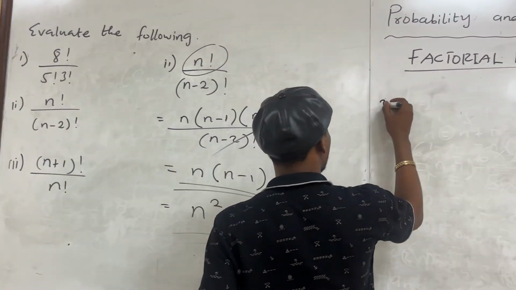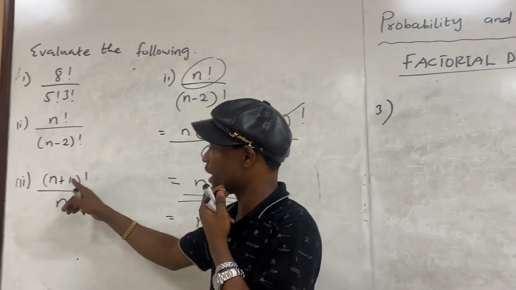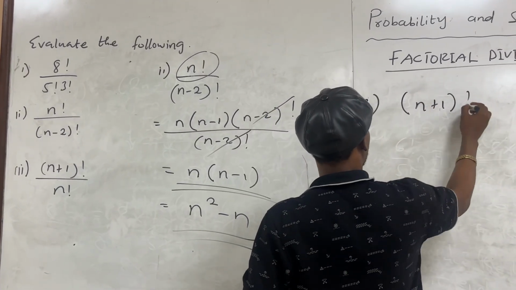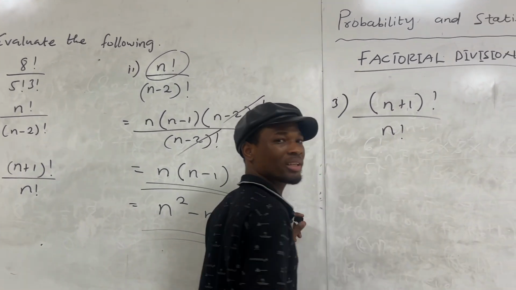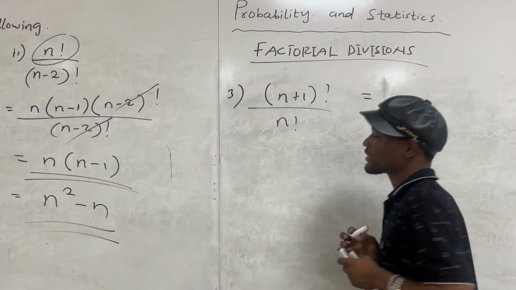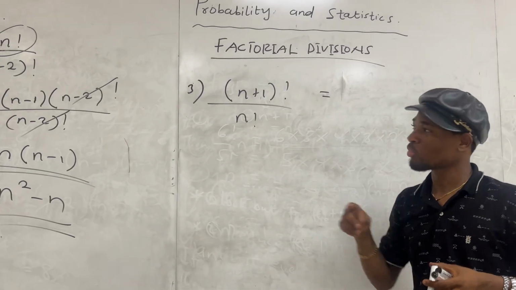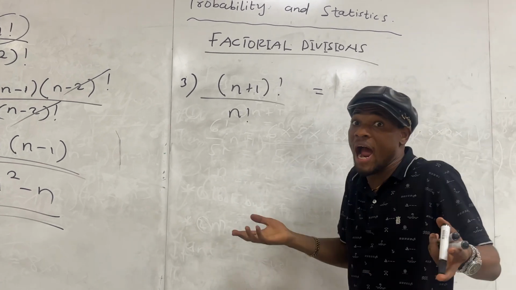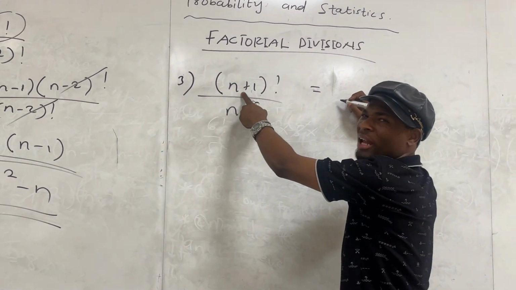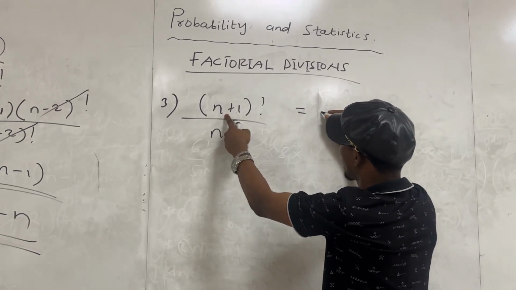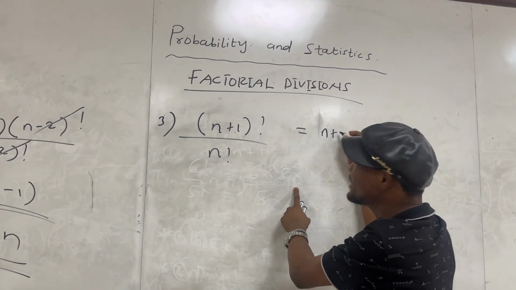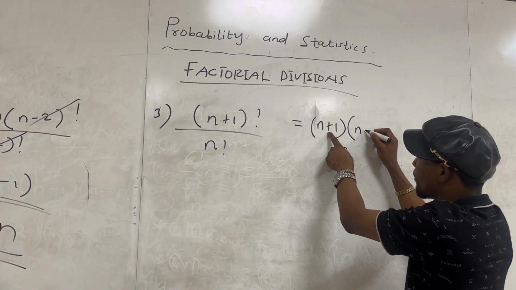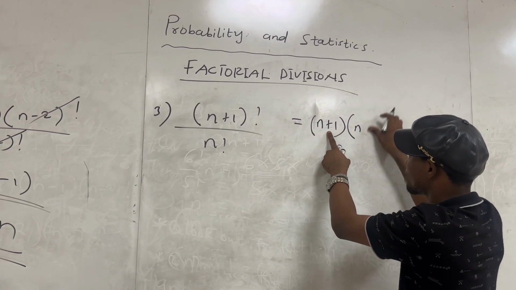Now the third question reads, so here we have the expression n plus 1 factorial over n factorial. This is very simple, right? So which one is the bigger one? n plus 1 factorial is greater than n factorial. Why? What do we know about n plus 1 factorial? So we have a copy and paste, right? So n plus 1 factorial means n plus 1, then times, what do we know? n minus, times n.